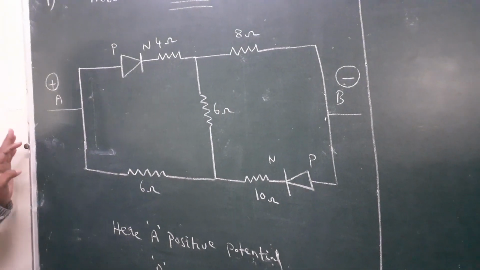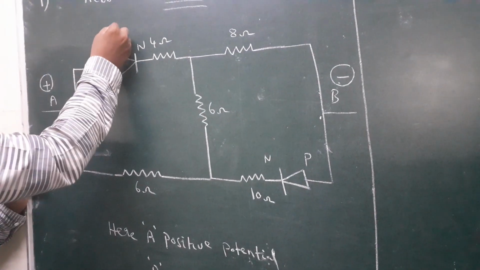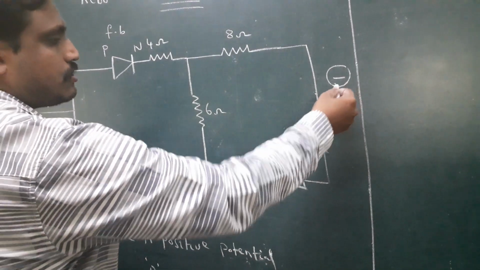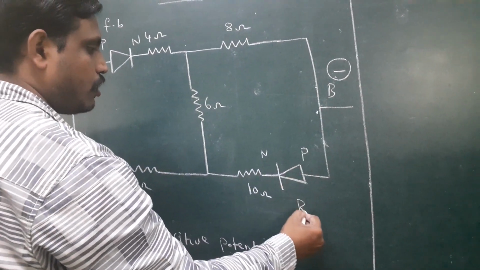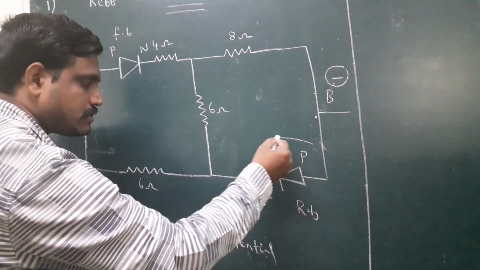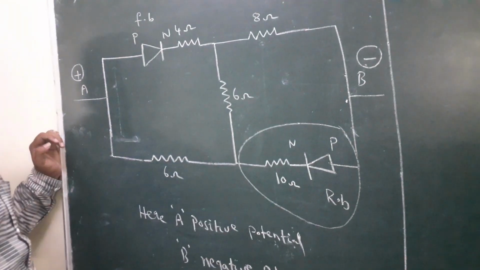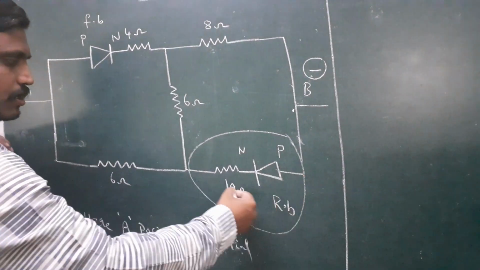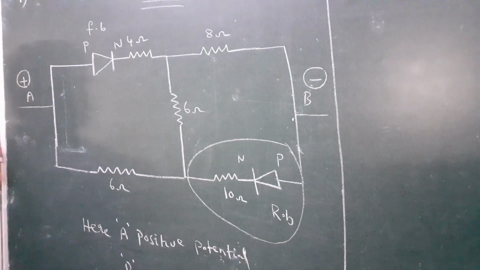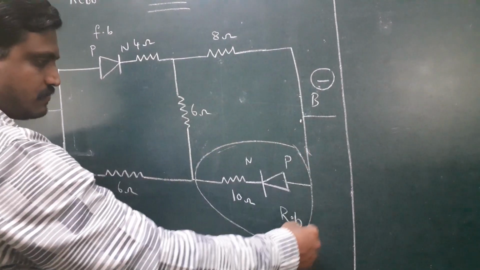According to the question, P is connected to positive. That means this is the forward bias. Here, P is connected to negative. This is called reverse bias. That means in reverse bias, an ideal diode has resistance becoming infinity. So that's why this does not allow the current, because this is the reverse bias. A reverse bias diode does not conduct the current. So that's why this will be removed.